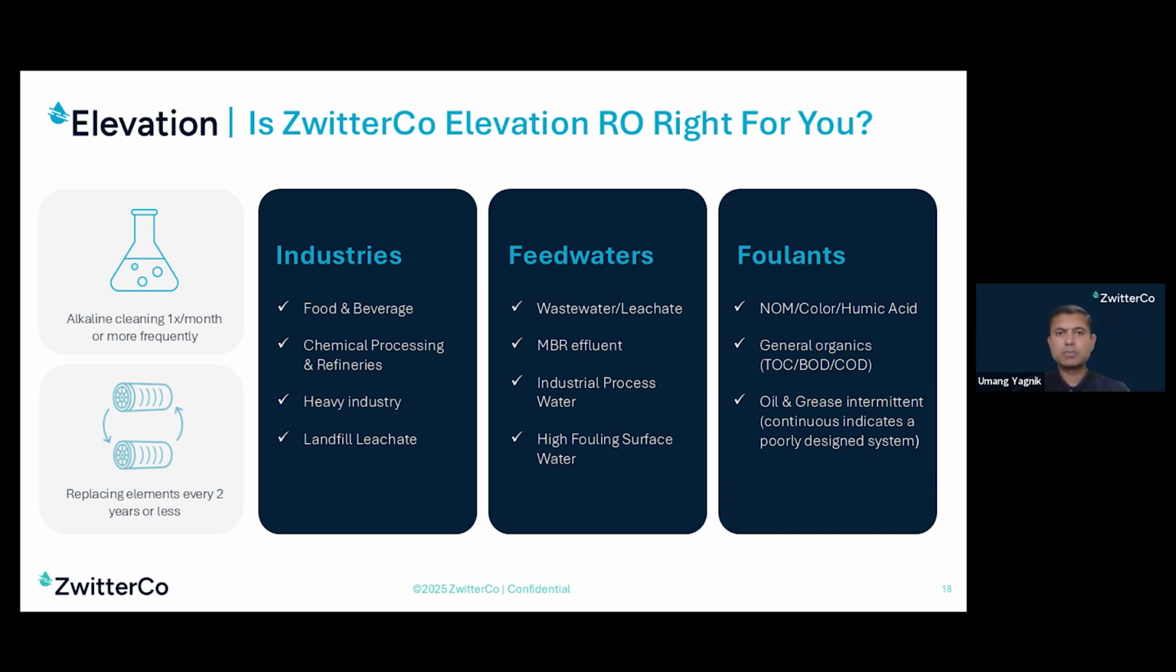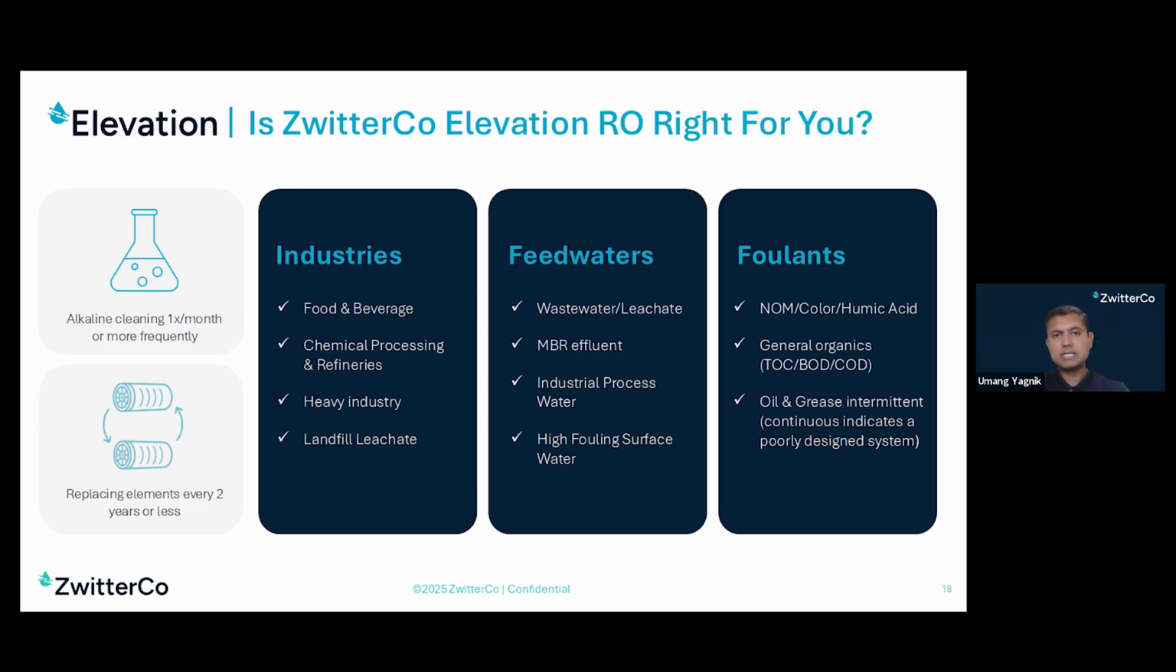If I had to add more color to some of the ideal cases for the use of ZwitterCo RO, here are some of the industries where organic fouling is always a concern. Food and beverage, classic example, chemical processing and refineries, heavy industries like steel mills, automobile, landfill leachate is another very good example. Some indicative feed waters, as you can see over here, where elevation RO membranes can definitely add value, would be wastewater, wastewater coming from landfill leachate, MBR effluent, industrial process waters, high fouling surface waters, all of which, again, very good examples with high concentration of organics.